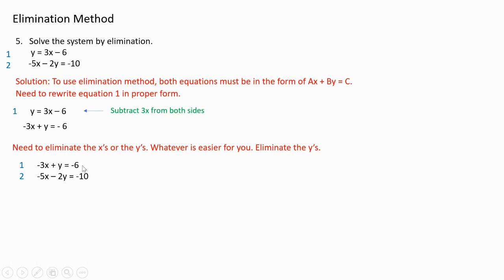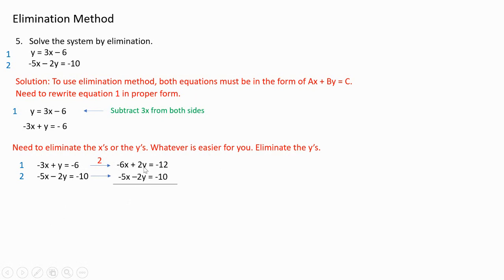Why? Because if I multiply this whole equation by positive 2, 2 times y will give me 2y, and when I add them, they'll cancel. It'll give me a 0. But I have to use legal math concepts. I need to multiply 2 times both sides of the equation, or multiply 2 times every term. So 2 times negative 3x will give us negative 6x. 2 times y will give us positive 2y. And 2 times negative 6 will give us negative 12. And equation 2, we just bring it down how it was.